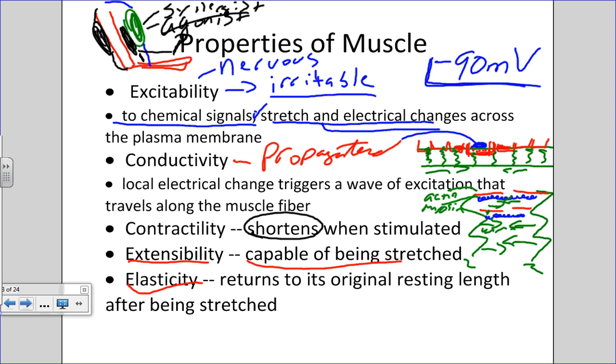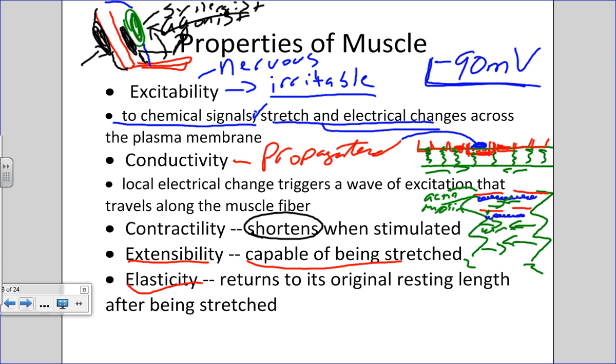So basically, they're contracting, and their tendons are pulling on the bones that are across from the joints. And then what's going to happen? That's going to make your forearm curl upwards. You're going to flex your forearm. Now, what do you think is going to happen to this bicep muscle?